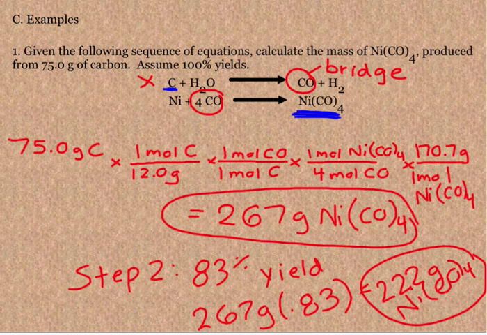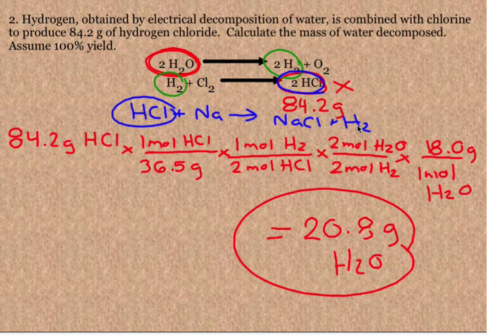So last one on sequential is how can you go backwards? What they did here is they took water and decomposed it, and they got hydrogen gas and oxygen gas. They took that hydrogen gas and reacted it with chlorine gas, and they made some hydrogen chloride. The problem is they don't know how much they started with. They forgot to write it down. So it's a little weird because we're going backwards. But we have hydrochloric acid, and that's what we know. We have 84.2 grams of hydrochloric acid.